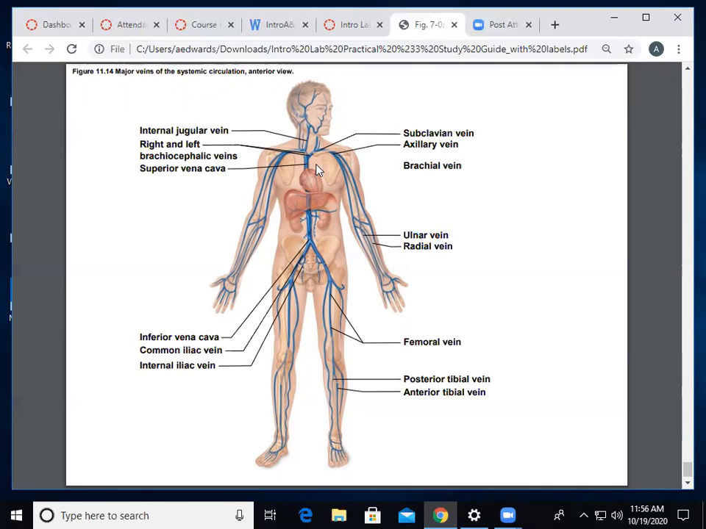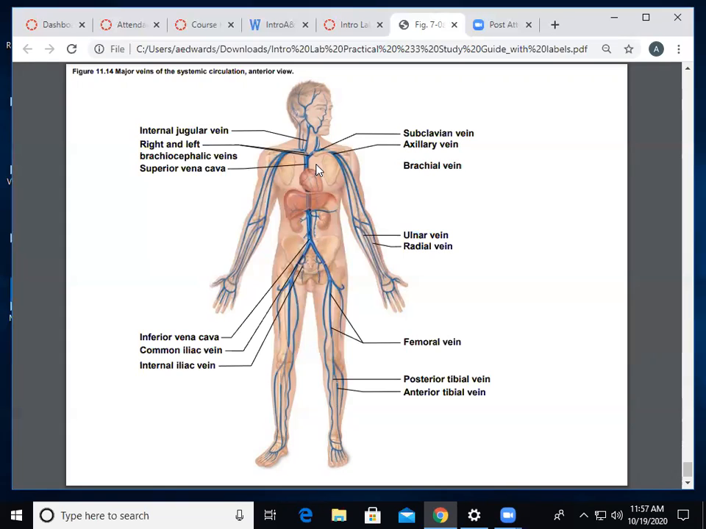Because arteries take blood away from the heart, plus it's oxygenated. So they're sending oxygenated blood to the tissues. The veins are bringing blood back. So that's why I started at the heart for the arteries, but I'm starting at the veins for the veins because they're going toward the heart. So all those veins in the arms and the head are going to feed into the superior vena cava. All the veins in the legs, in the hip, in the abdomen, are going to feed into the inferior vena cava.